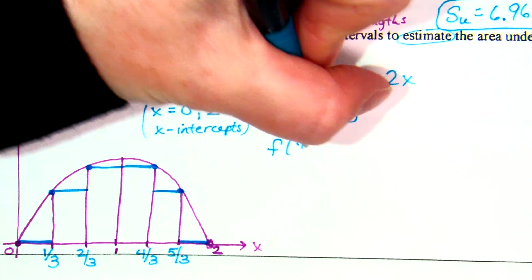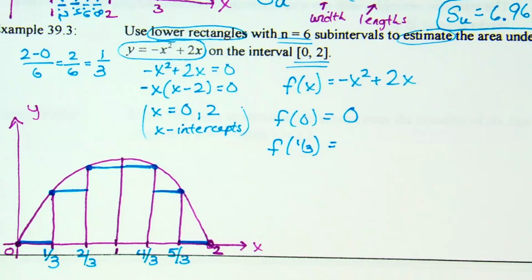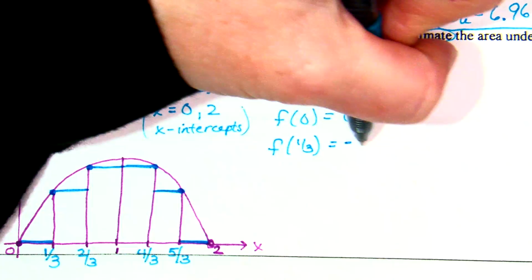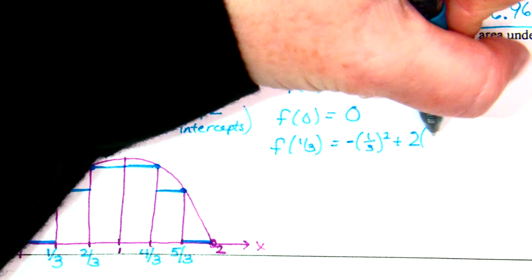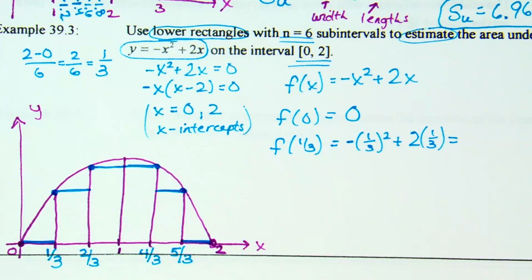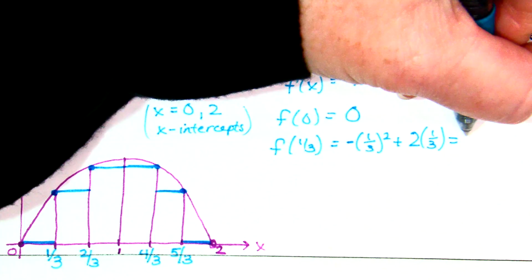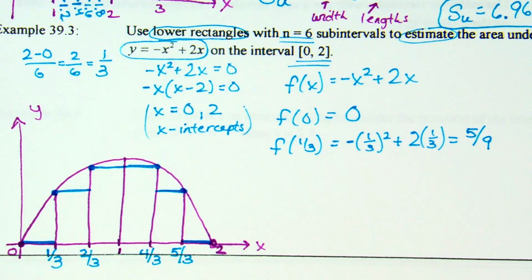Again, you're using that equation, right? If we plug in f of 0, what are you going to get out? Well, you can plug in 0 if you want, but mathematically, it's 0. If we plug in a third, officially I would keep this in fraction form. It's the negative of a third squared plus 2 times a third. So negative 1/9 plus 2/3. So negative 1/9 plus 6/9, which is 5/9.